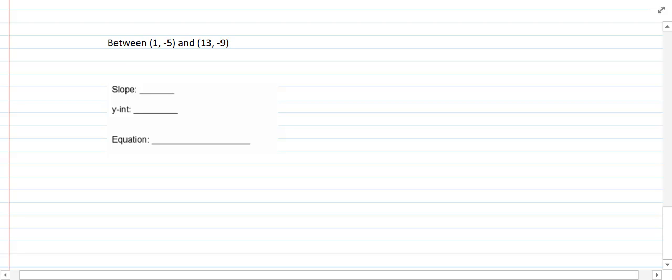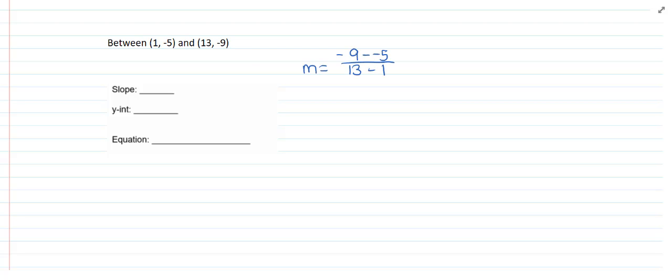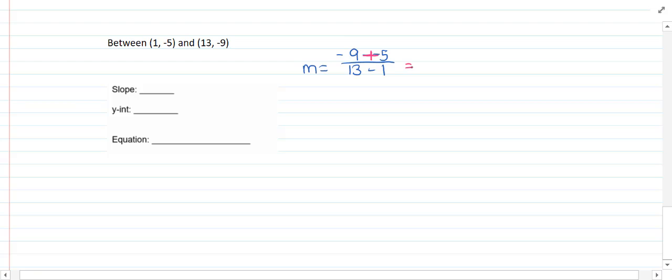I'm going to use the equation where I take my 2 y values and subtract, y2 minus y1, and divide it by x2 minus x1. When I simplify, minus a negative in the numerator there, we get -4. In the denominator, we get 12. We know we can simplify that.